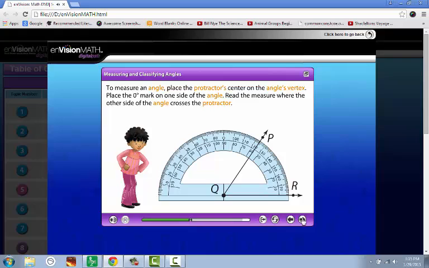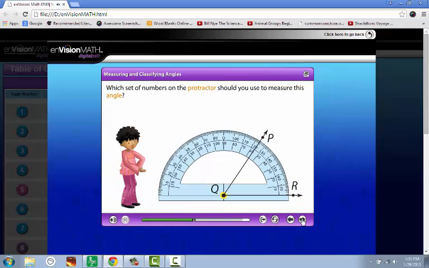To measure an angle, place the protractor's center on the angle's vertex. Place the 0 degrees mark on one side of the angle. Read the measure where the other side of the angle crosses the protractor. Notice that this line is going through the protractor here, so we figure out what number we are getting close to there.